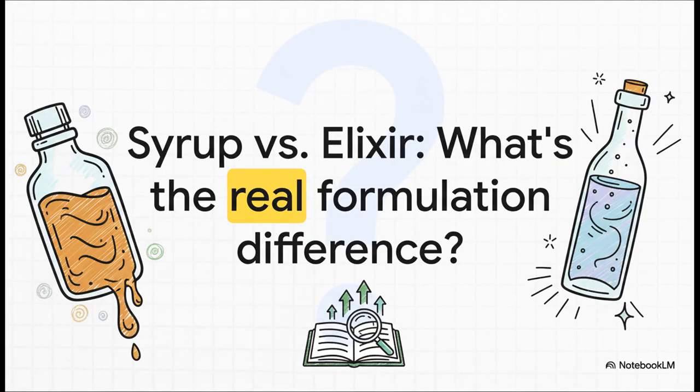So I'll leave you with this final thought to chew on. We know now that both a syrup and an elixir are monophasic liquids for internal use. And we know one has alcohol and one doesn't. But what's the next level of difference? What about things like how thick it is, the viscosity, or what preservatives are used? How does solubility play a role? That is where you're headed next in your studies, so keep asking those deeper questions.